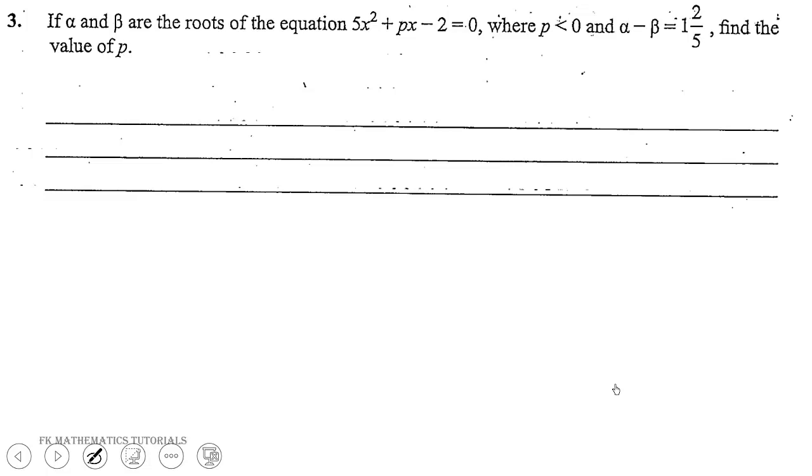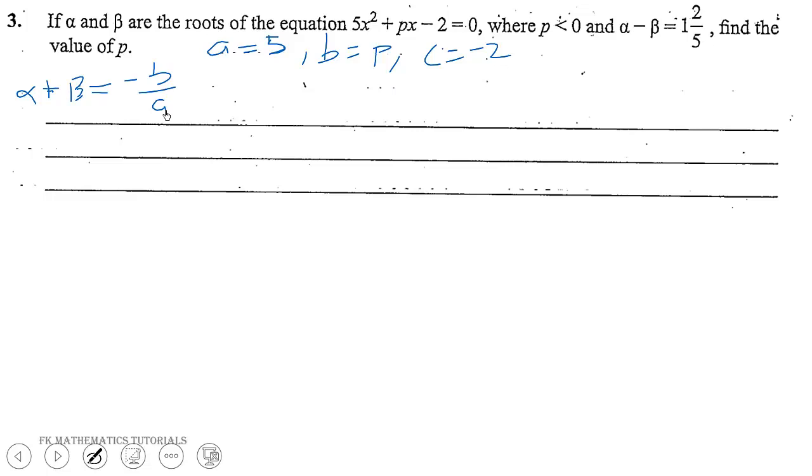So from the given equation, we know this is a quadratic equation, so a is equal to 5, b is equal to p, and c is equal to negative 2. And we know that alpha plus beta is minus b over a, and alpha beta is equal to c over a.